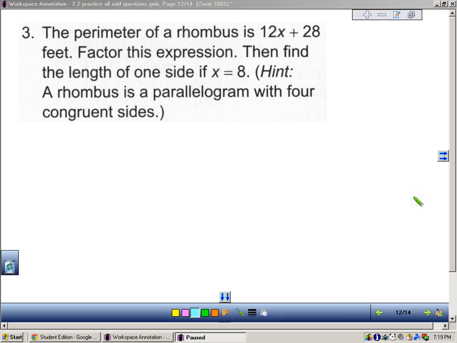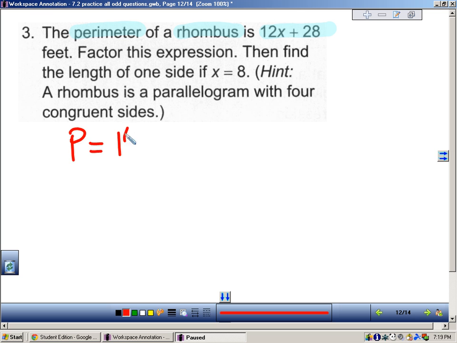I love it. And so, perimeter is the distance around an object. A rhombus is a 4-sided figure. And when we travel around this 4-sided figure and measure each side, this would be the perimeter, 12x plus 28. Now, they ask us to factor this expression. So, why not? Let's factor it, and then find the length of one side if x is 8. So the perimeter is 12x plus 28. We're measuring in feet. They ask us to factor this, so I will.